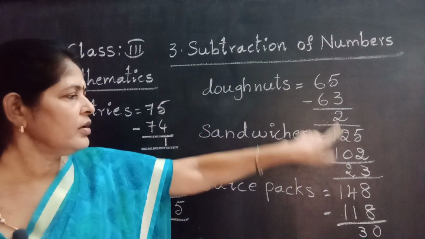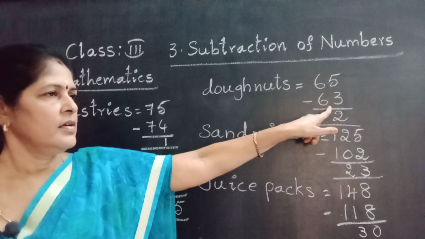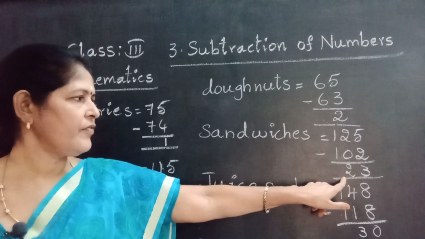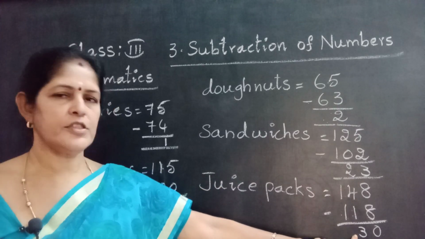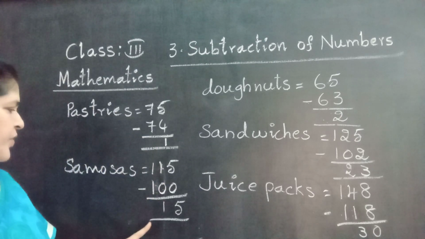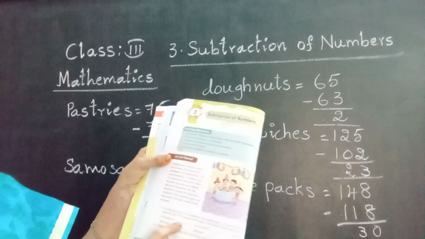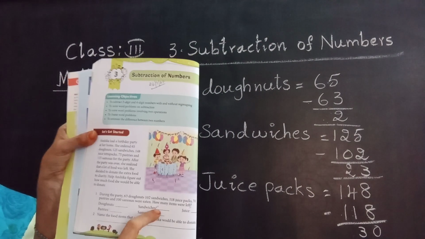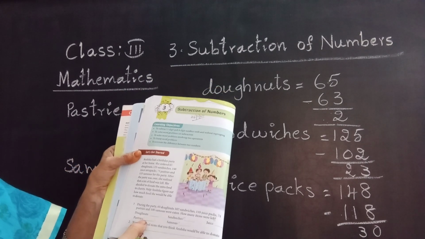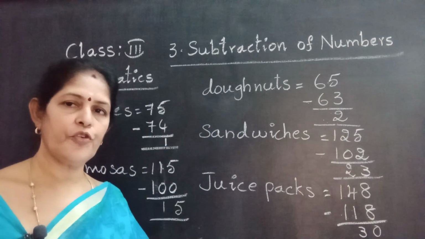These are going to be the eaten items. She ordered 65. Eaten are 63. Left donuts are 2. Left sandwiches are 23. Left juice packs are 30. Left pastries are only 1 pastry. 15 samosas are left. You have to write here: donuts 2, sandwiches 23, juice 30, pastry 1, samosas 15. Those are the left food items.